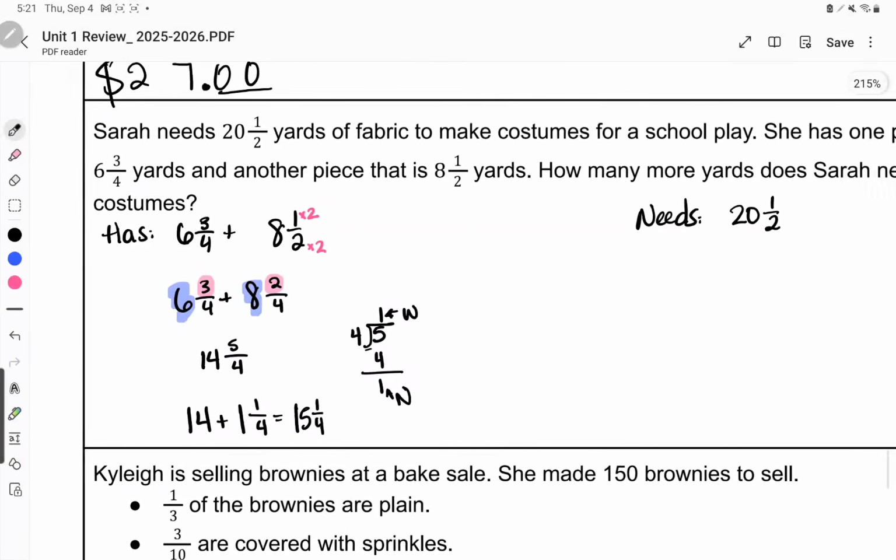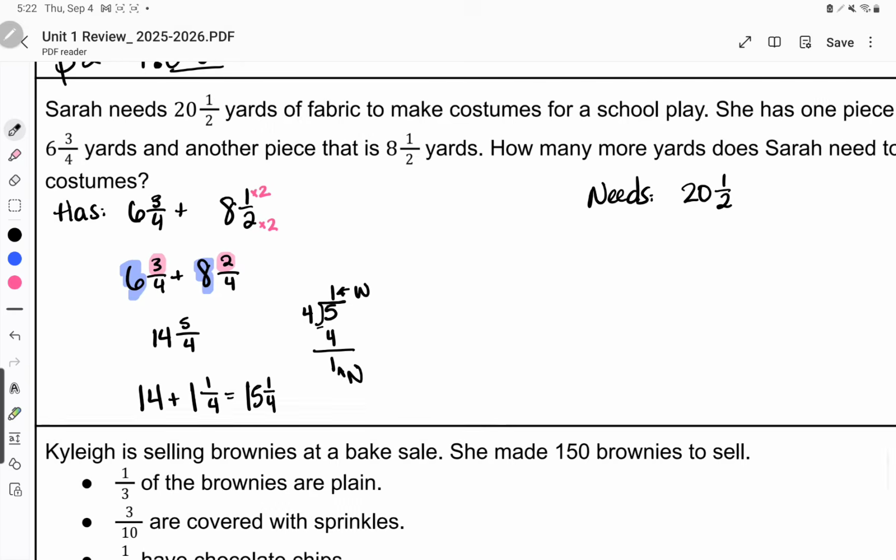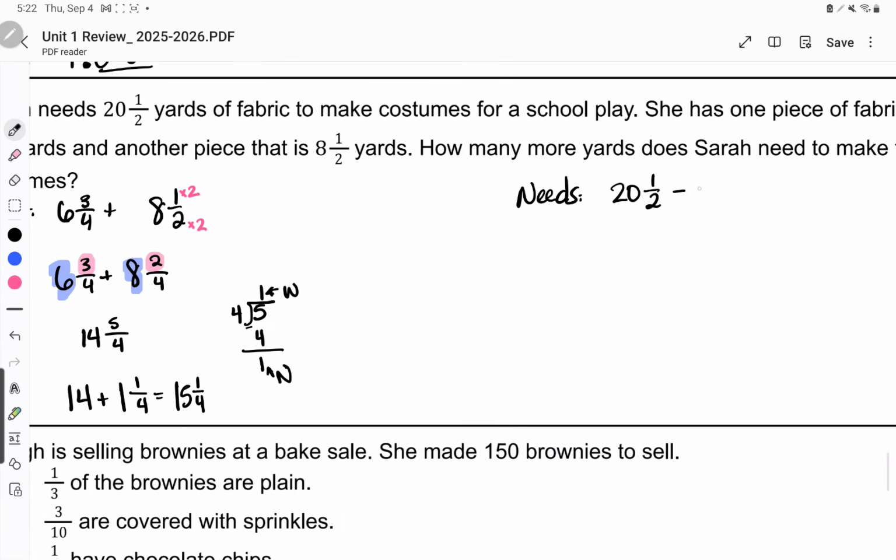So she has 15 1/4, and she needs 20.5. So if I know that she has 15 1/4 and she needs 20.5, how do I figure out how much more she needs? I would subtract it. So I'd do 20.5 minus 15 1/4.